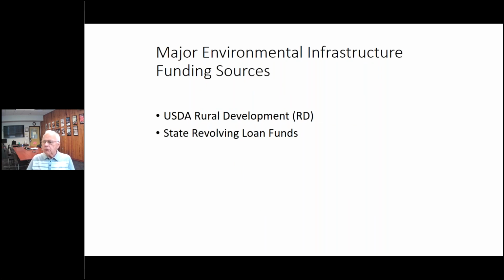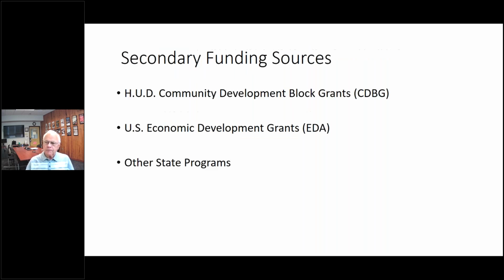There are generally 2 major money sources for your project. They're listed here as USDA Rural Development and the State Revolving Loan Funds. There are secondary funding sources. HUD has CDBG grants, Community Development Block Grants, and EDA has Economic Development Grants. There are other state programs also.